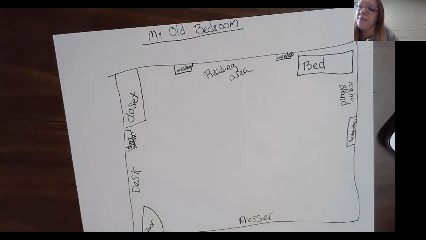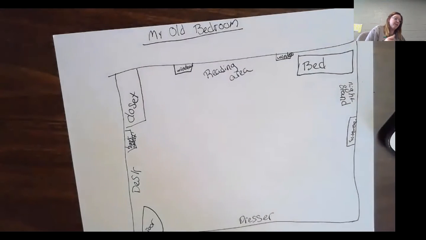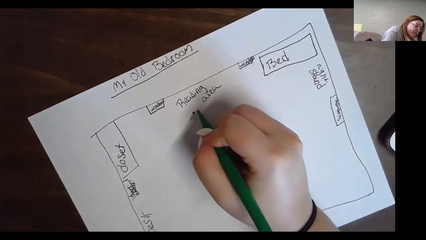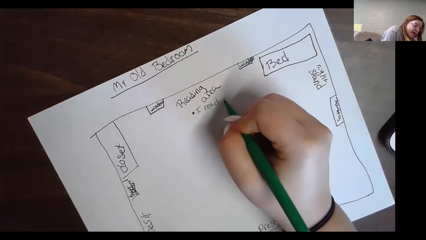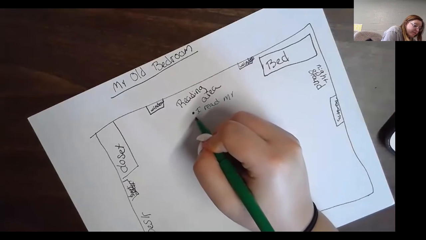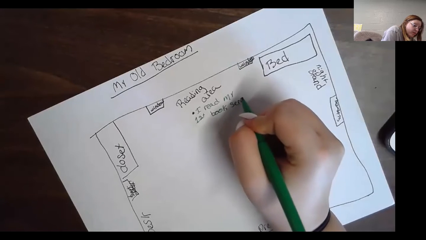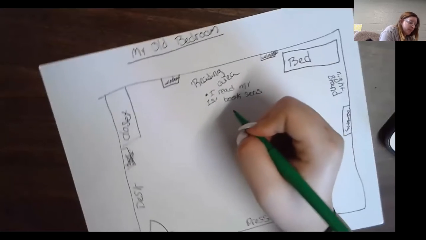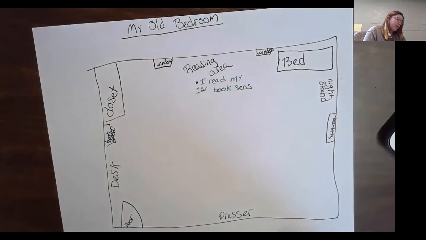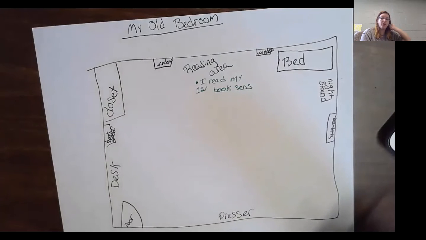And something that I am thinking of that happened in my reading area was that I read my first book series, all by myself. Right now I'm going to think, what is something else I can think about that happened in my room that I can write a personal narrative on? So I'm going to think.